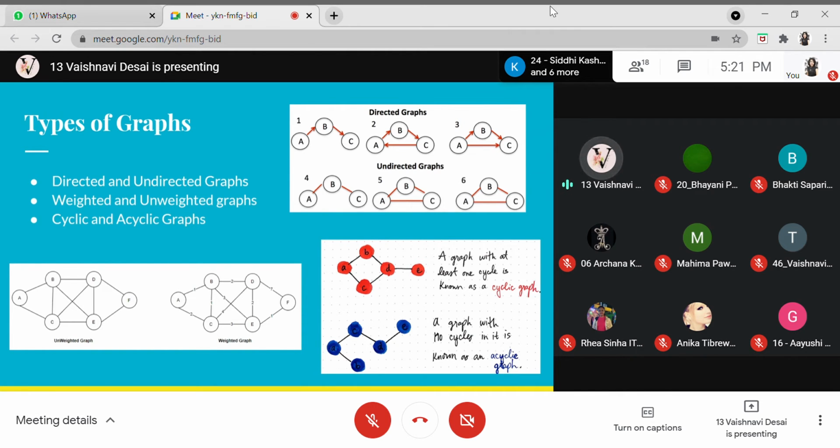Talking about directed graphs again, a road can be unidirectional or bidirectional. If it is bidirectional, it can be represented by undirected graphs. But if a road is unidirectional, that is, you can travel only one way, then you will have to represent the graph by directions or by arrows. So that is where directed graphs can be used.